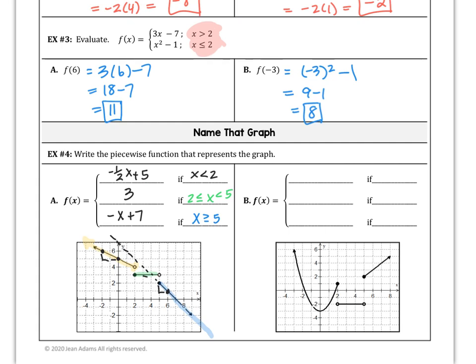You might want to pause it and try it on your own. See if you can do that. But this piece right here, if you want to pause it and try it on your own and then come back, see if you got it right, that would be a great idea.